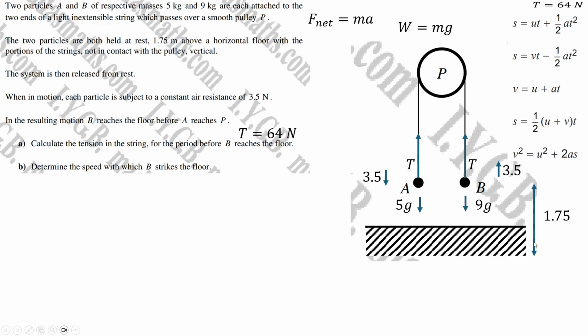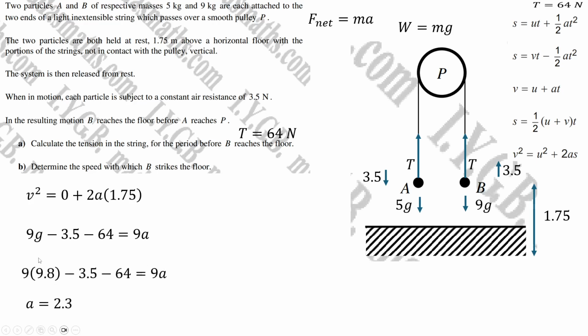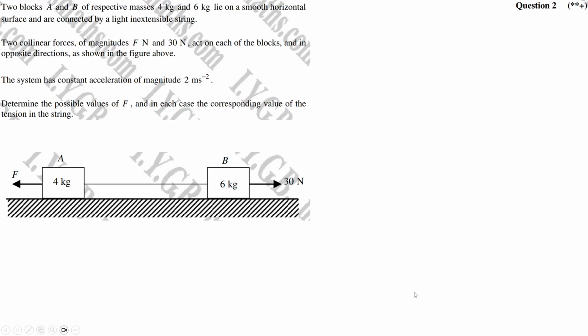And its displacement, so the amount that it's moving, is 1.75 meters. Okay, and so that's that. We also have that 9g take away 3.5 take away T, but now we know that T is 64 equals 9a. So rearrange for acceleration here. Just solve that. G is 9.8, obviously, that's just gravity. So we get acceleration is 2.3, so we plug that into there, and then just get V is 2.4 meters per second. Obviously, taking the positive solution, you probably won't have to take the negative, but it depends on which direction you've called positive and which direction you've called negative.